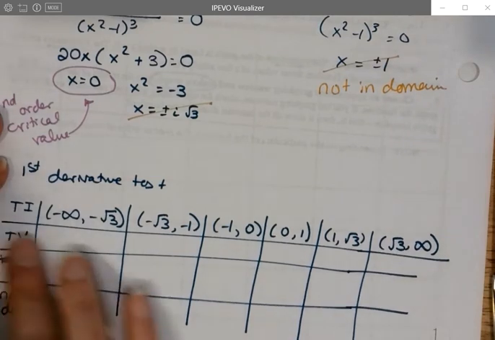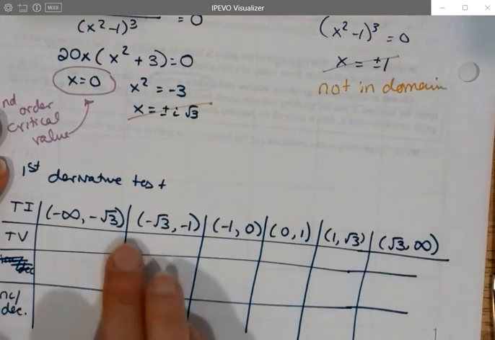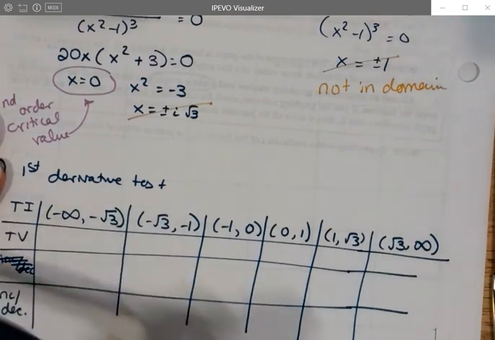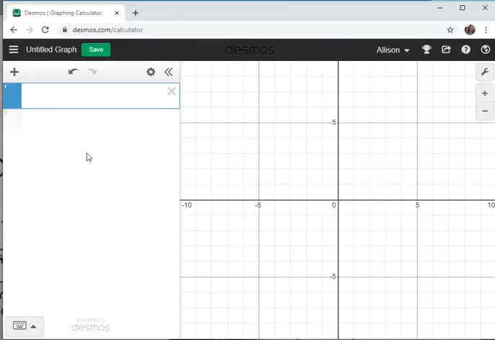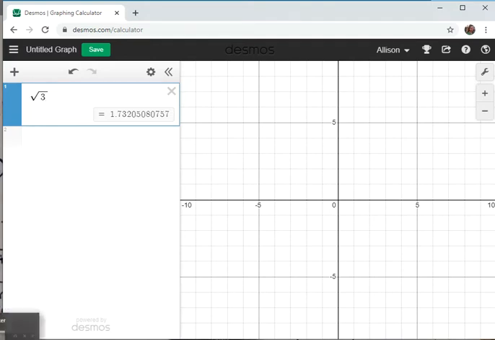Okay, in each of these intervals, I need to find a test value. So I need something smaller than the square root of 3. It'd be handy just to know how large the square root of 3 is. I believe that it is about 1.6. Let's just double check. 1.7. Okay, so I was off by a tiny bit, 1.7. That's going to be particularly useful when I'm going between the square root of 3 and 1.